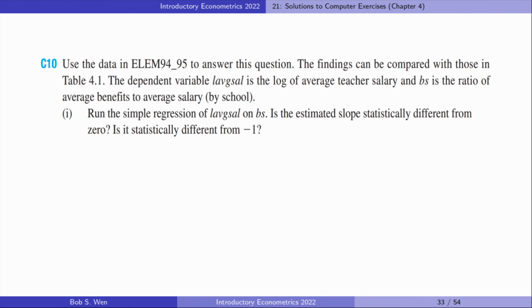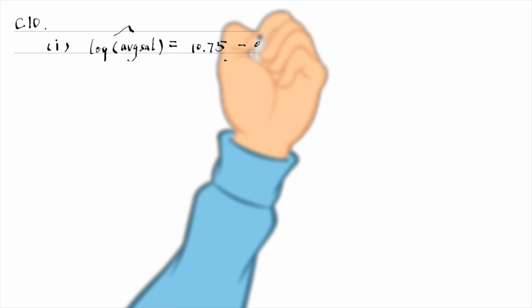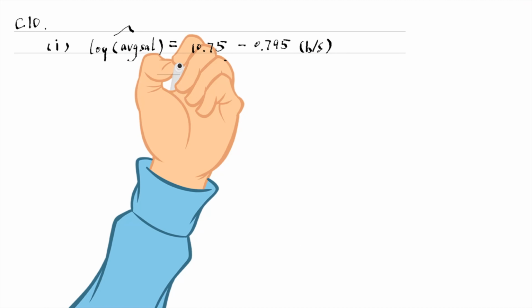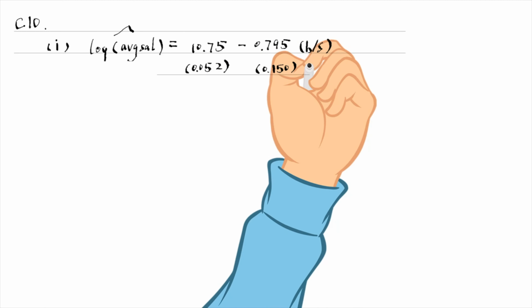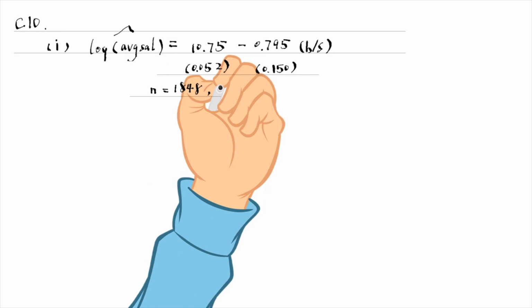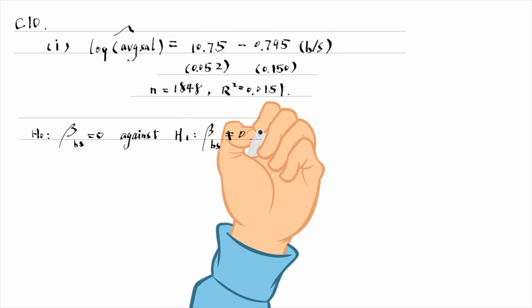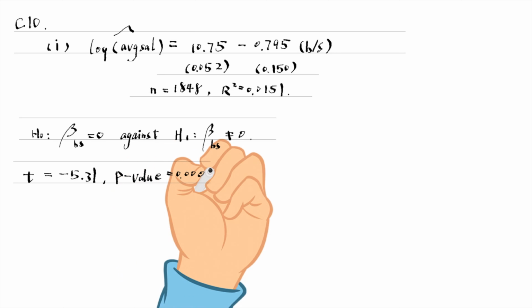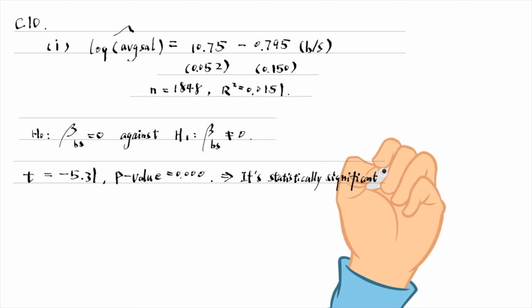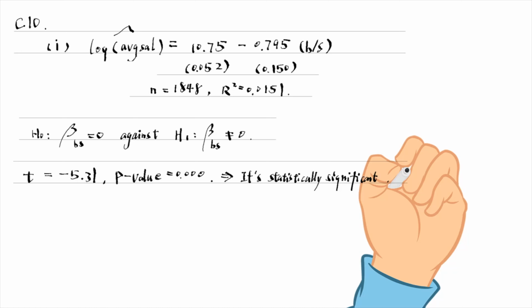Let's do computer exercise number 10. For the first question, we run the simple regression. For the null hypothesis of beta equals 0, we have the t-statistic of minus 5.31 and the p-value of 0.000. So the variable benefits to salary ratio is statistically different from 0 at any conventional level against a two-sided alternative.